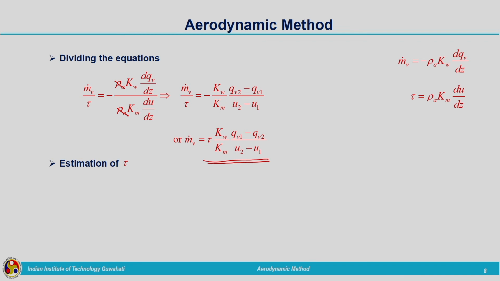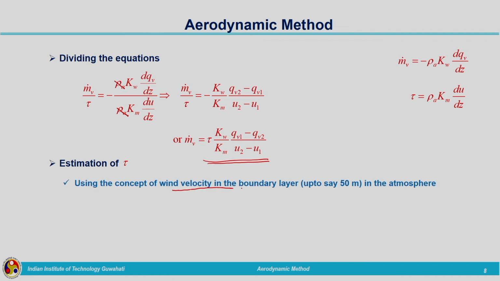Now, the next step is to estimate the value corresponding to the momentum flux tau. Momentum flux is related to the wind velocity gradient, that you have to keep in your mind, and we use the concept of wind velocity in the boundary layer. In fluid mechanics, you might have studied the boundary layer concepts. Here we are going to make use of that concept related to wind velocity, in the boundary layer almost up to 50 meters in the atmosphere.